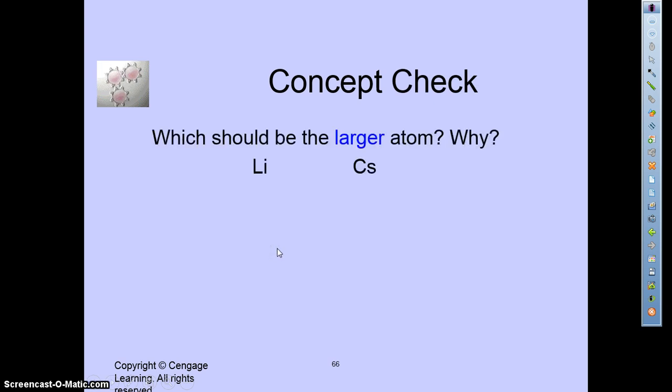Which should be the larger atom and why? Lithium or cesium? Again, lithium's at the top of the first row and cesium's at the bottom of that column. So lithium is in principal energy level 2, while cesium is in 6, therefore making cesium the larger atom.